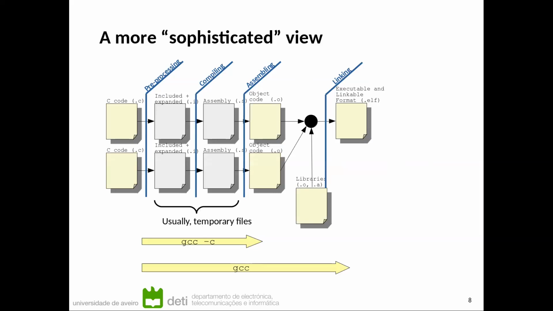When we have several C source files, the process goes like this. Every C source file will be converted into a corresponding object file. So there's an association of one-to-one between C source and object files. And then in the linking step, we collect all these together. We add the libraries, and then we create the final executable file.